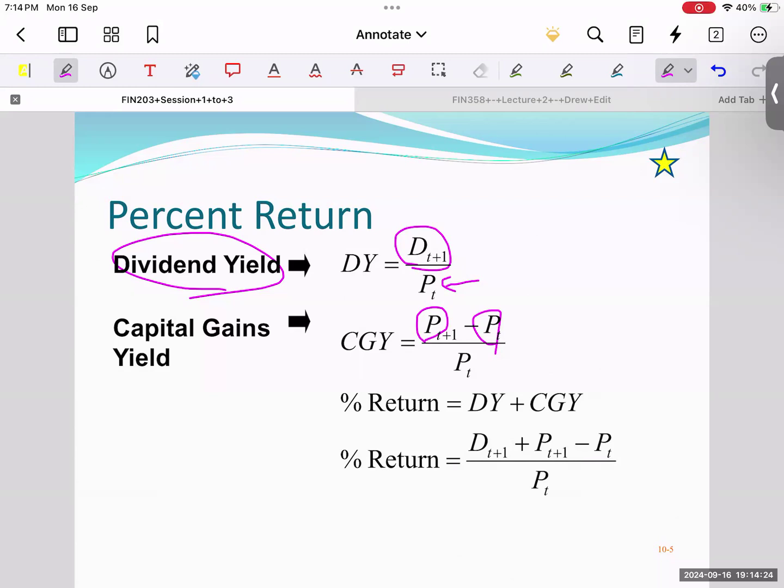Just imagine in a simple way: you bought the stock for $100, later it became $120, and thereafter you earn the $20. Then divide by the initial price of $100. So this is your capital gains. Total return, whenever we talk about return, is always capital gain and dividend gain.